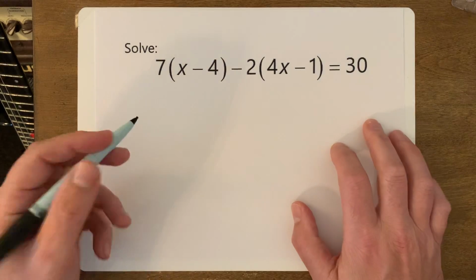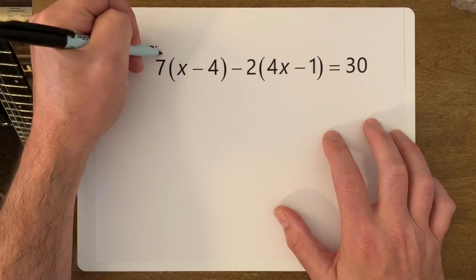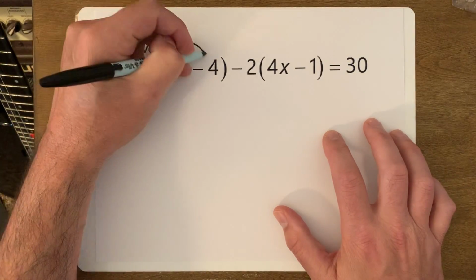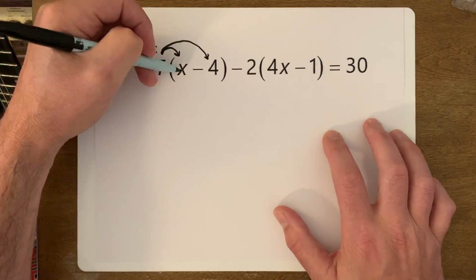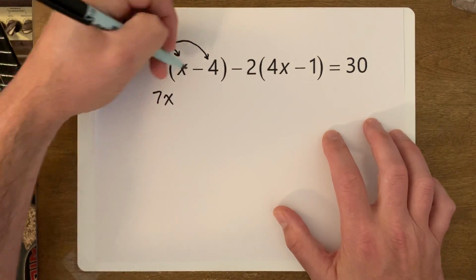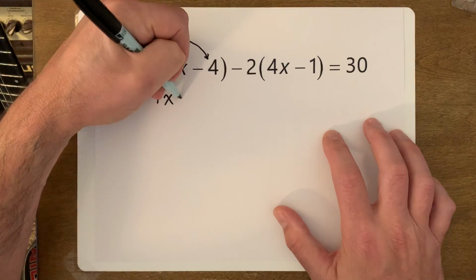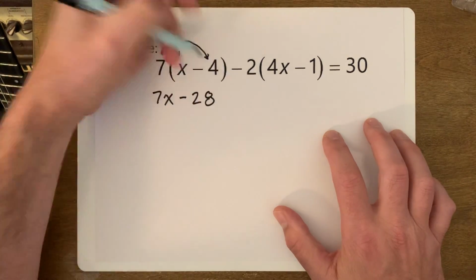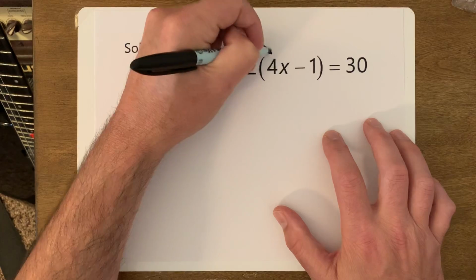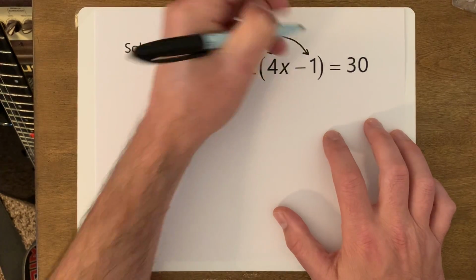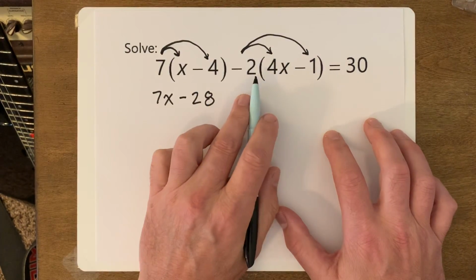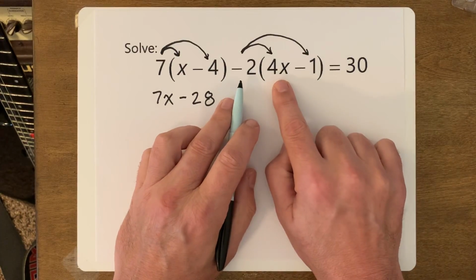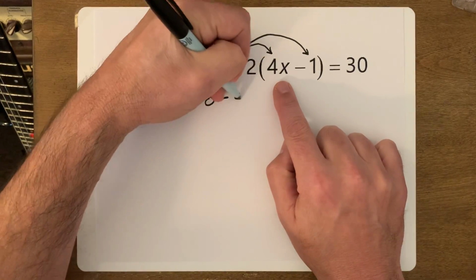But here for this one, I need to distribute the 7 first. So let's do that. 7x minus 7 times 4 is 28. Okay, so now we need to do this. And when I distribute it, remember that that's a negative 2 right there. So negative 2 times 4x would be negative 8x.